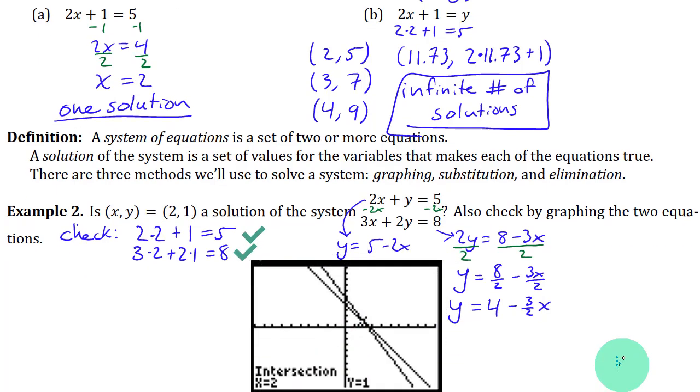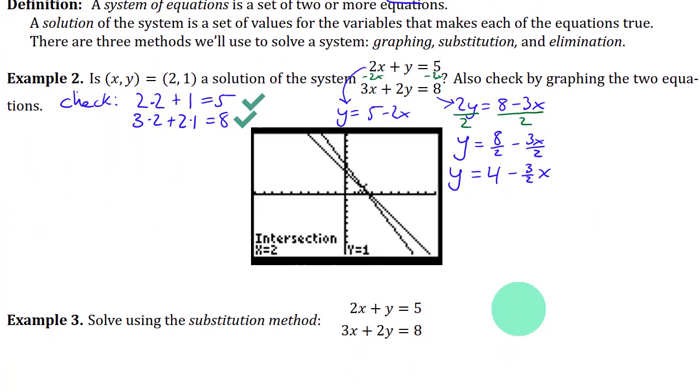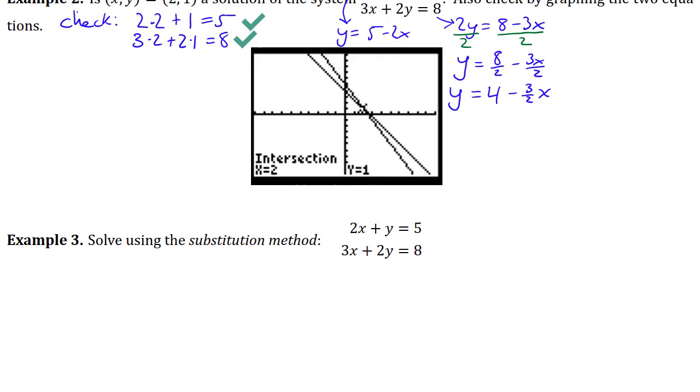All right, now let's look at the substitution method. The substitution method, let's see what this means. The idea is if you solve this equation for one of the variables, like let's say we solve it for y. What that would mean is getting y by itself on one side, leaving the x as a variable, just subtracting 2x from both sides. That's going to be y equals 5 minus 2x.